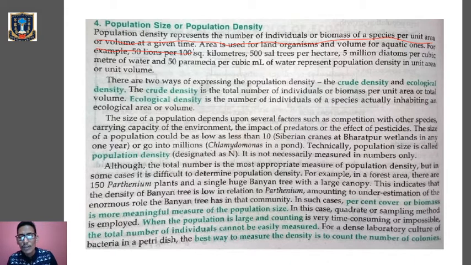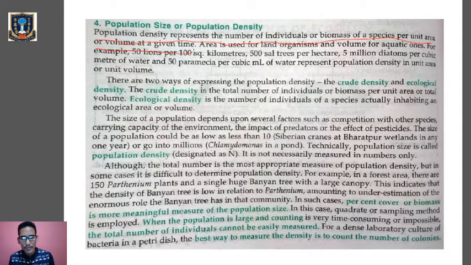It represents the number of individuals or biomass of a species. So population size or population density represents the number of individuals or biomass of a species per unit area or volume at a given time. Clear? And there are mainly two ways of expressing the population density: the crude density and the ecological density. The crude density is the total number of individuals or biomass per unit area or total volume, and the ecological density is the number of individuals of a species actually inhabiting an ecological area or volume.